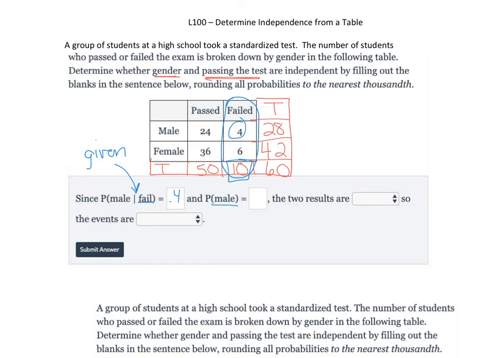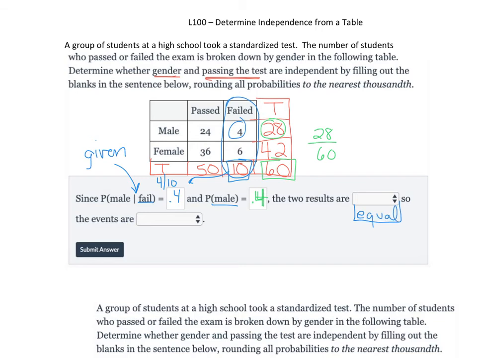Probability of male. So now we're going to just look at the males out of everyone. So that's 28 out of 60. So 28 out of 60, if I type that in my calculator, is also 0.4. So just to make sure we're clear, this one came from 4 out of 10. I just did that in my head, that was 0.4. So looking at this, these two events are equal. So in this pull down menu, you would just choose equal.